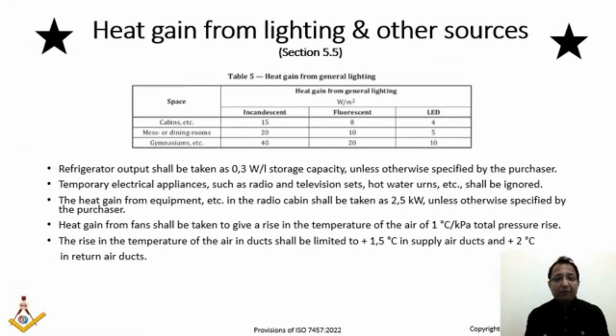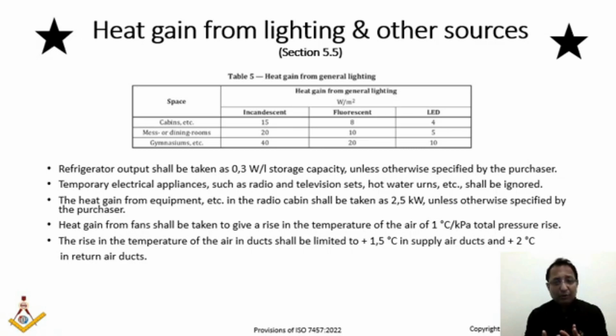That talks about the heat gain from lighting and other sources. It is elaborated and illustrated in section 5.5. The heat gain from the general lighting as per table 4.5 is described over here. The heat gain values from the lightings are also mentioned for cabins, how much it should be for incandescent, fluorescent, LED, the mess or a dining room or gymnasium.